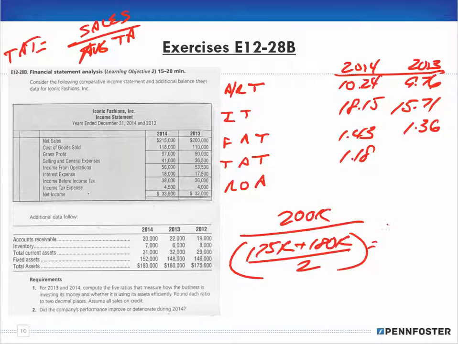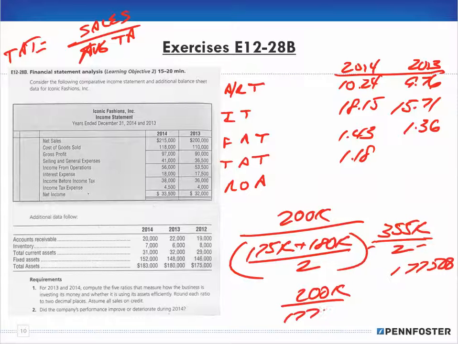It does not know what to do. So wrong data in gives you wrong data out. So that's 177.5. So 200,000 divided by 177,500 is equal to 1.13. All right, pause the video. I'm erasing this.